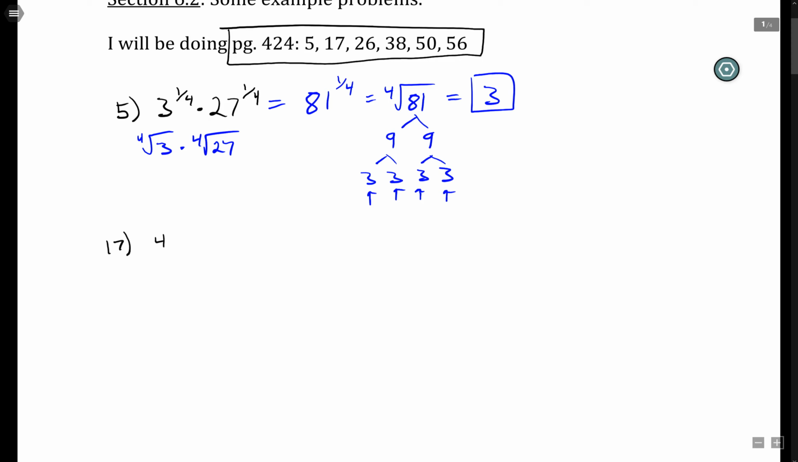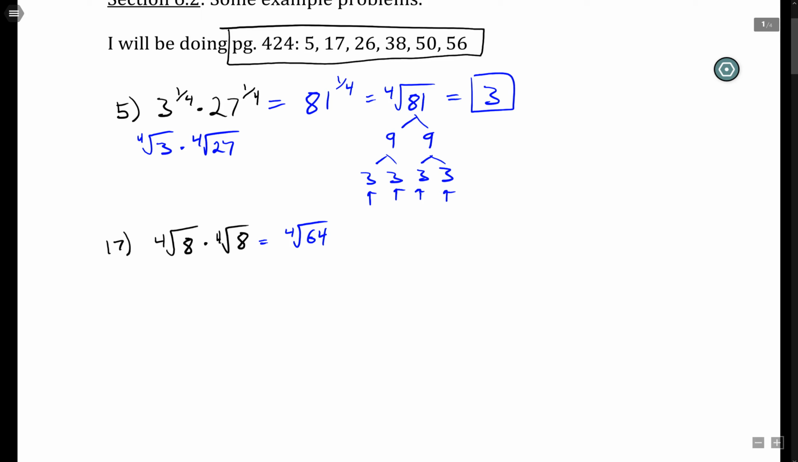Let's do another similar type of problem. I have the 4th root of 8 times the 4th root of 8. Now, what we could do right away, in a similar vein to the last problem, is multiply these together and put the 4th root of 64, right? 8 times 8 is 64, and I'm allowed to combine them because they have the same root.